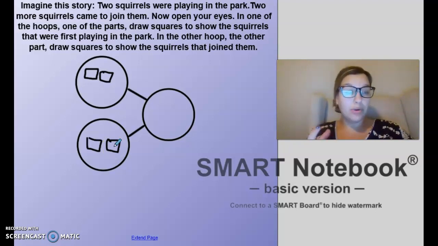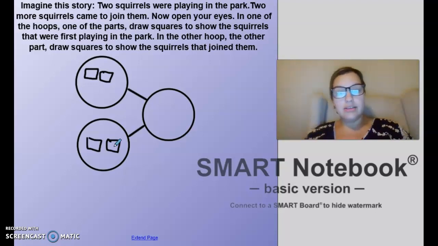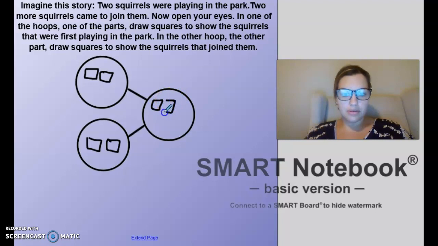So how many squirrels do we have all together or in whole? We have 4. So how many squares will I draw over here? 4. Very good. 1, 2, 3, 4. We have 4 squirrels all together. My 2 parts make my whole.